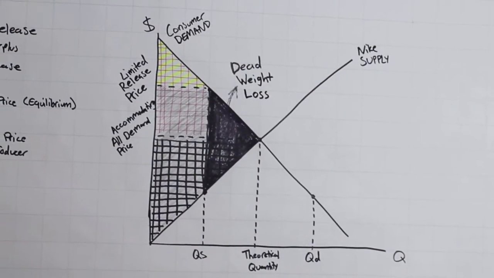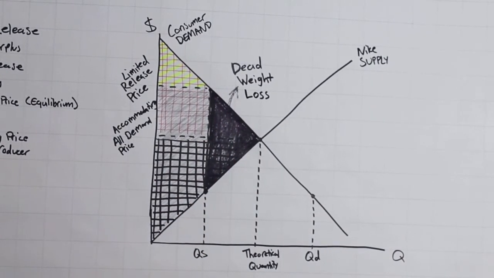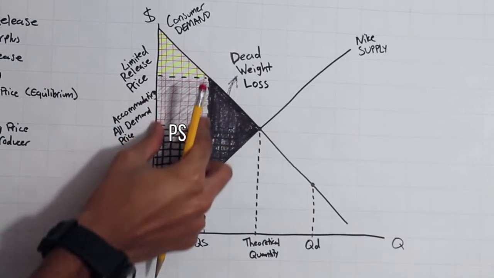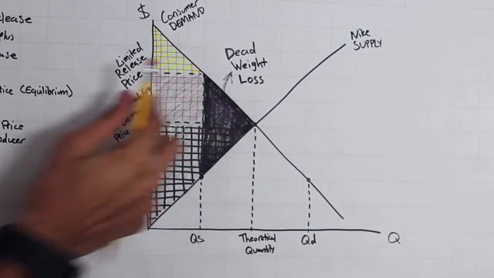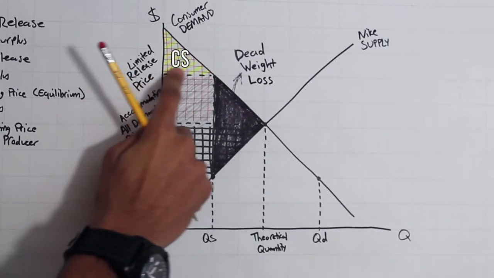So now when we put these situations together, we can take a look at the consumer surplus and the producer surplus of the limited releases, and also the consumer surplus and the producer surplus of the accommodating price or the equilibrium point. So in the case of limited releases, we see deadweight loss, this triangle right here. Now in the case of deadweight loss, we see that it's beneficial to Nike as the producer surplus is right here, this trapezoidal area shaded in pencil. However, for the consumers, the consumer surplus is this little triangle highlighted right here.